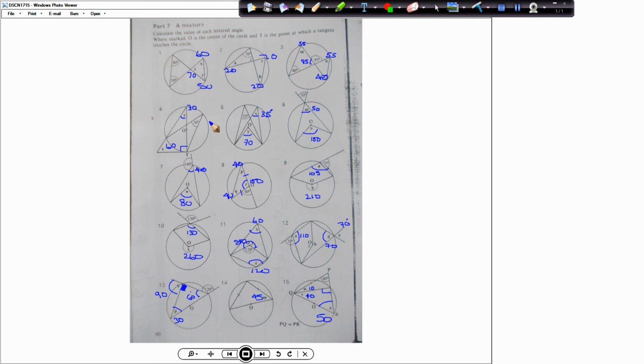140, that becomes 40, that's 80. That's 80, that part there will be 100. So that makes these two into 40, 40. I missed these ones out here, that's 140, that's 220.